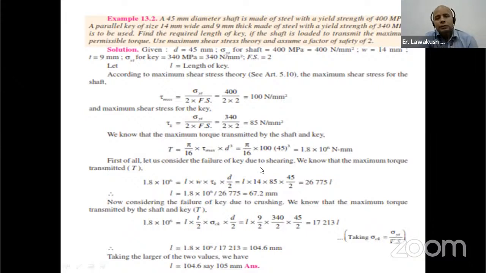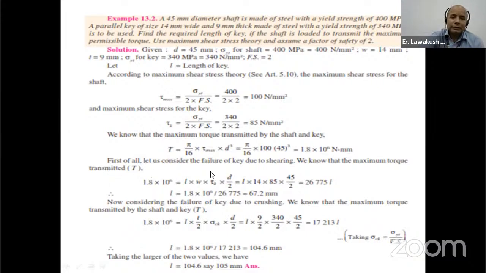We know that the maximum torque transmitted by the shaft and key, that is capital T, equals pi by 16 into tau max into d cube. Here we will put the value of tau max, which we have calculated. Then pi by 16 into 100 into the diameter of the shaft, which is already given as 45 millimeter, into d cube. After simplification, we will get 1.8 into 10 power 6 Newton millimeter. This is the value of the maximum torque transmitted by the shaft and key.